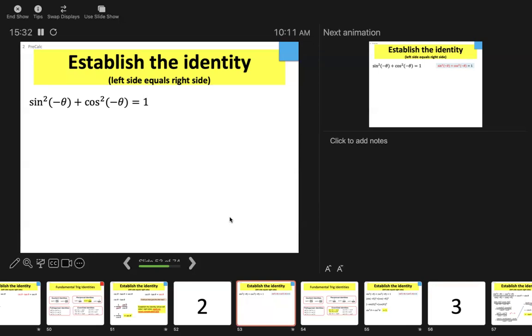What other identities we got? Yeah, but that's, once again, that's just theta. It doesn't say negative theta. Do we have any identities with negative theta? Open up your books. Look at the last page. Do we have any identities with negative theta?